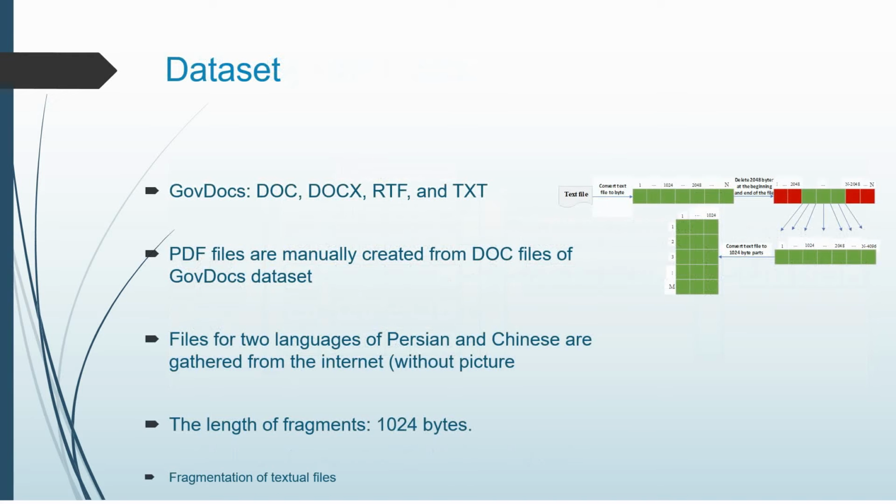Our basic files of doc, docx, rtf, and txt are gathered from the govdocs English data sets. PDF files are manually created from doc files of the govdocs dataset. Files for the other two languages, Persian and Chinese, are gathered from the internet. These files have no picture in them, so it's a simplification we have considered in the paper. The length of the fragments is considered to be equal to 1024.